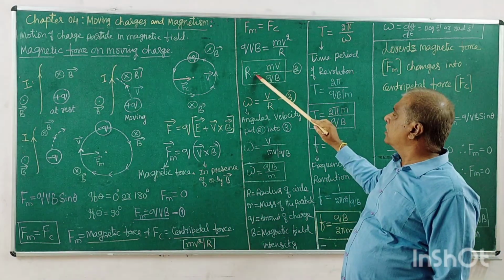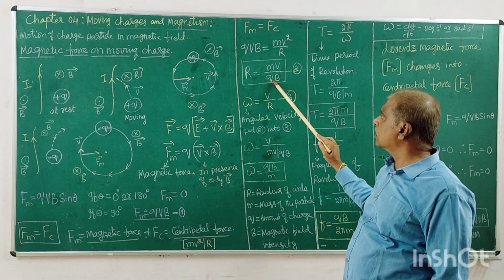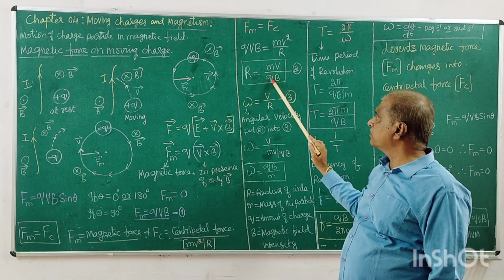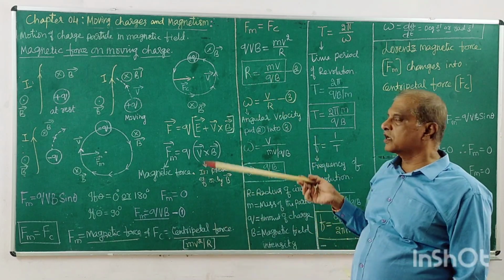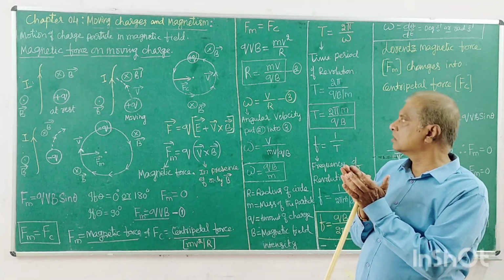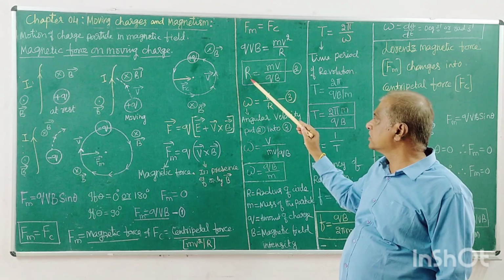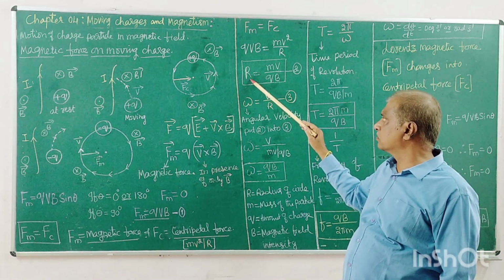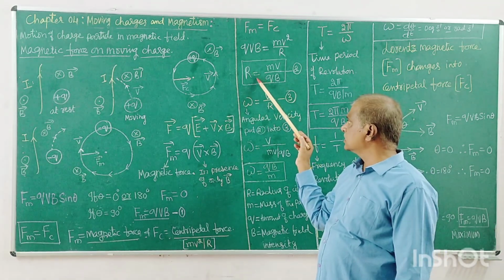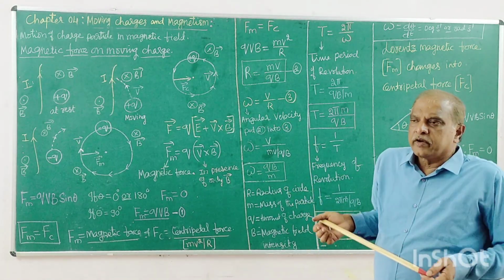And it is inversely related to Q and B. That means the higher the values of Q and B, the lower the value of R. If these values are higher, it is circulating in a smaller circle, that is a smaller circular revolution. That is what we understood from this equation. And with this equation, you go on to write other important equations.